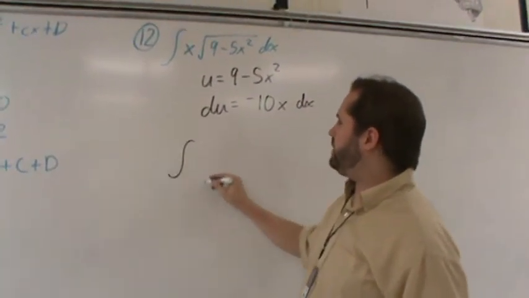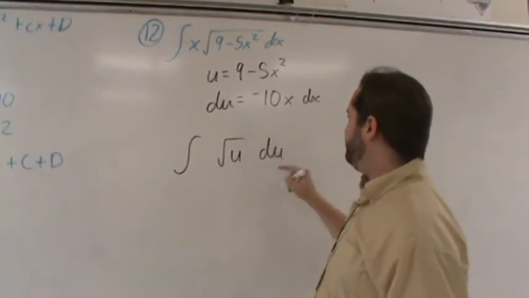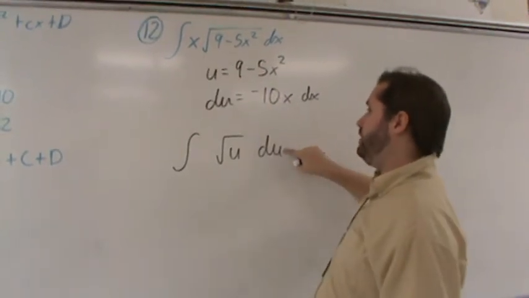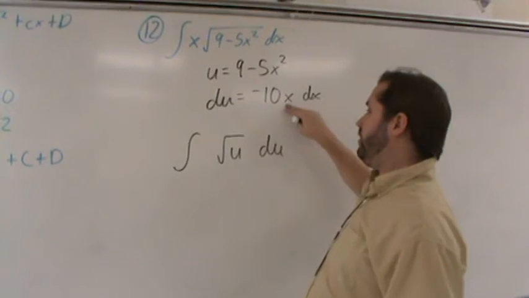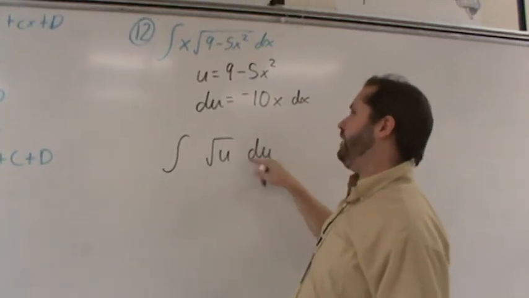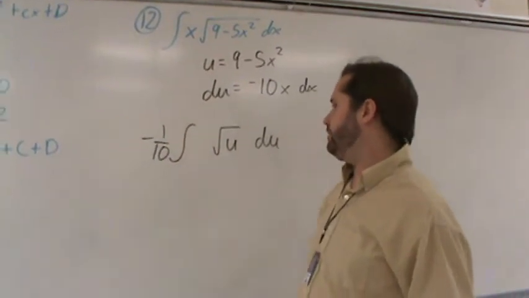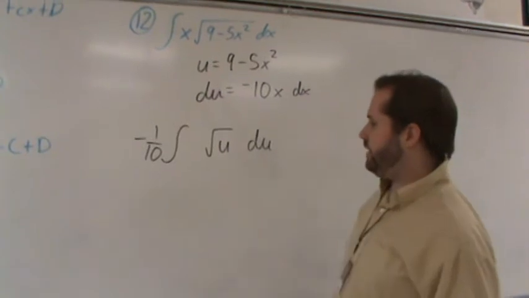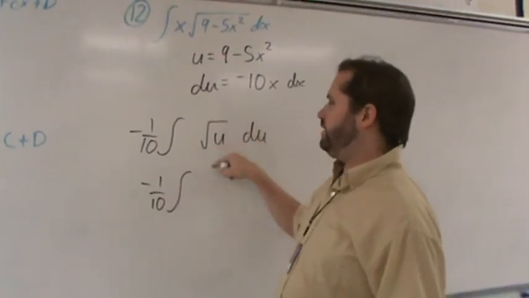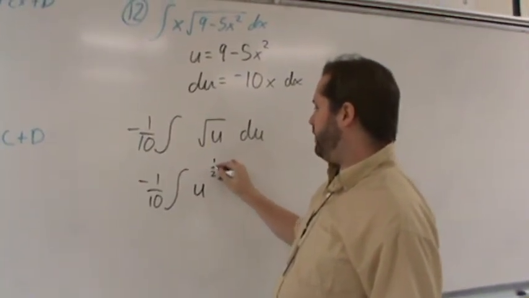Rewriting the problem, we're going to substitute in now the square root of u du. Now, the nice thing is our problem has an x in it, and when I write du, it includes this x. However, there's a negative 10 that also gets included here that is not part of the problem, so I'm going to cancel that out here with a negative 1/10. Integrating this, per usual, we'll have a negative 1/10 times the integral. I'm going to change this around and make it an easy power rule. u to the 1/2 instead of square root of u.